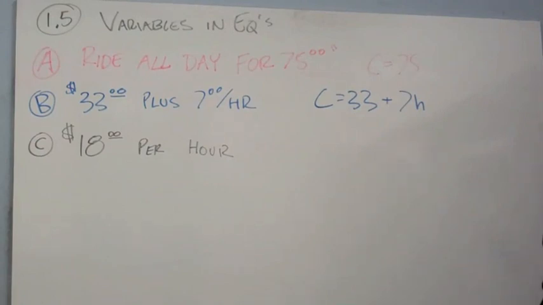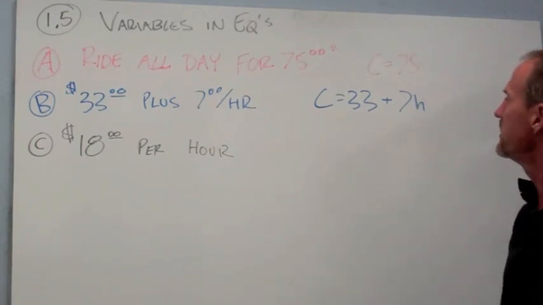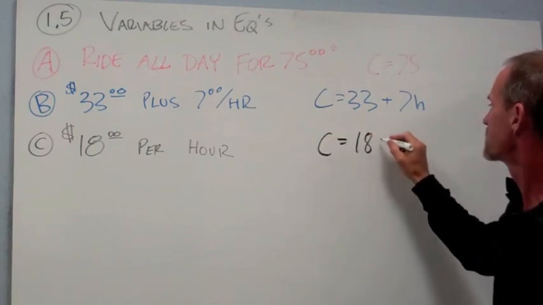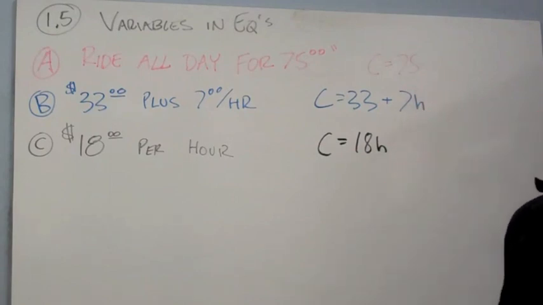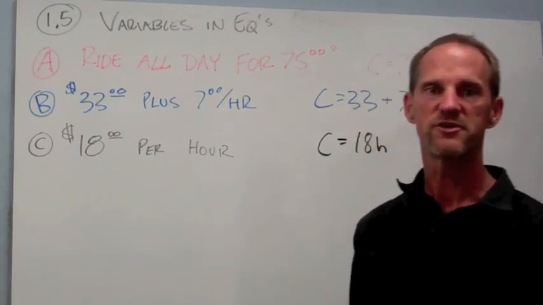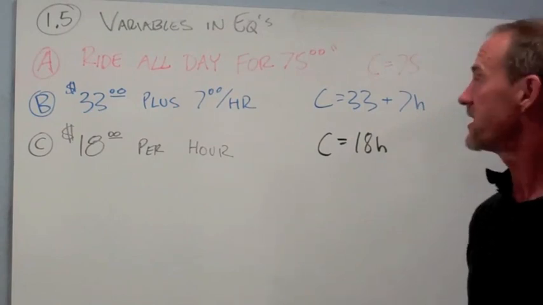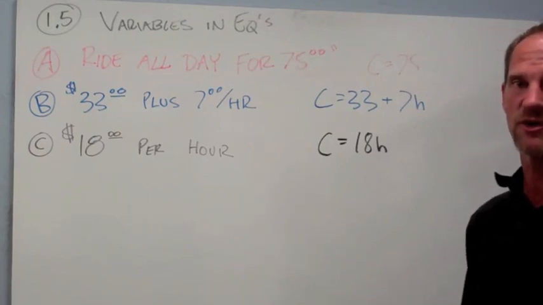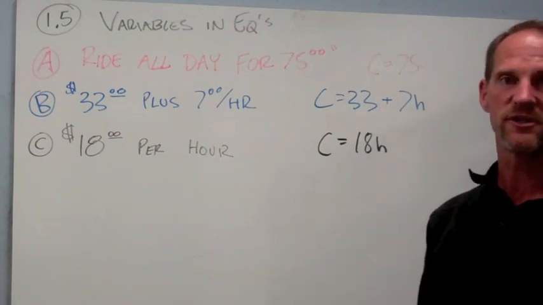All right. The third plan is our straight up hourly rate. So for that one, I'm going to say my cost is simply $18 times every hour I ride. All right. So these are just very simple examples of equations that use numbers and variables. The interesting thing here is that you might want to decide which plan you're going to use. Okay. So I think you can see pretty quickly that once we've got equations written, we're going to naturally want to go into graphing them.